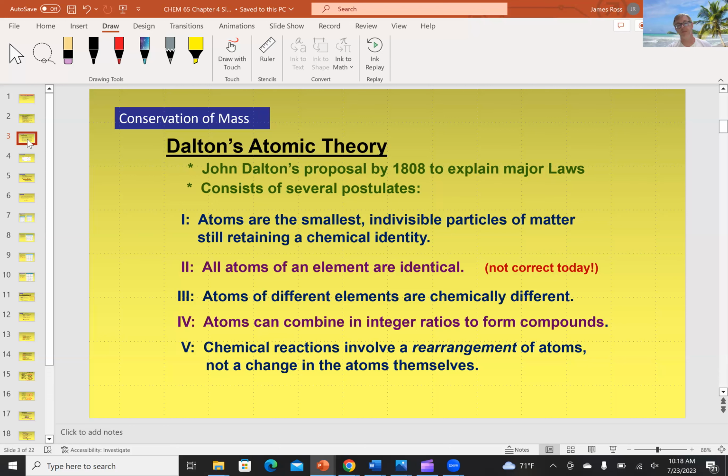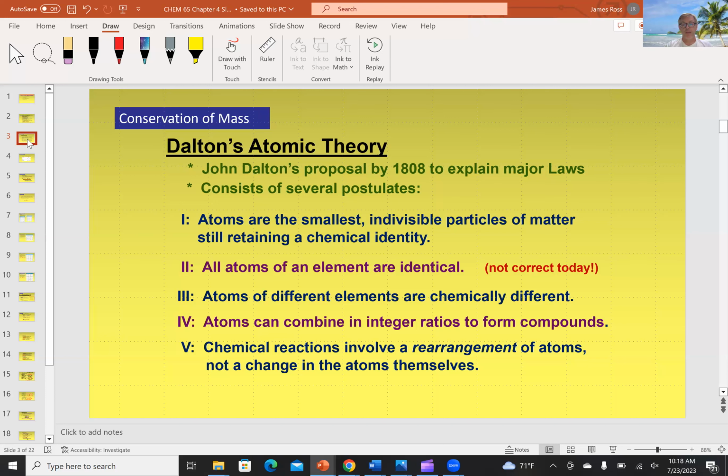He said that all atoms of an element are identical, although we know of the existence of isotopes today. Dalton didn't know about isotopes, so it's not quite correct by today's standards. Atoms of different elements are chemically different. For example, helium is chemically different than hydrogen, which is chemically different than oxygen. That's because of the different numbers of subatomic particles that go into the different elements.